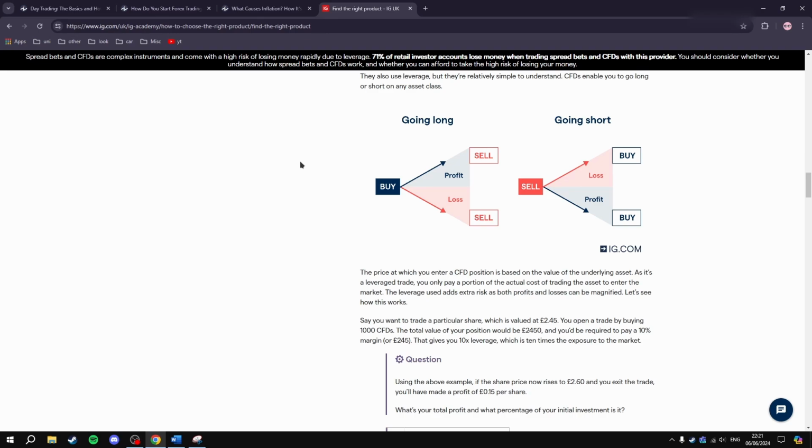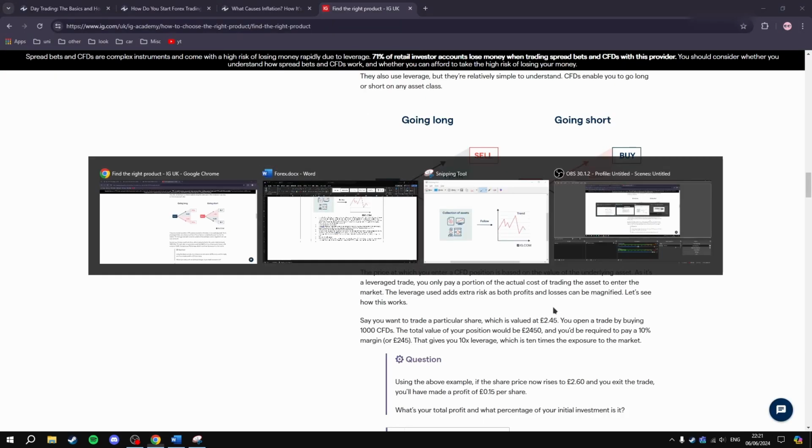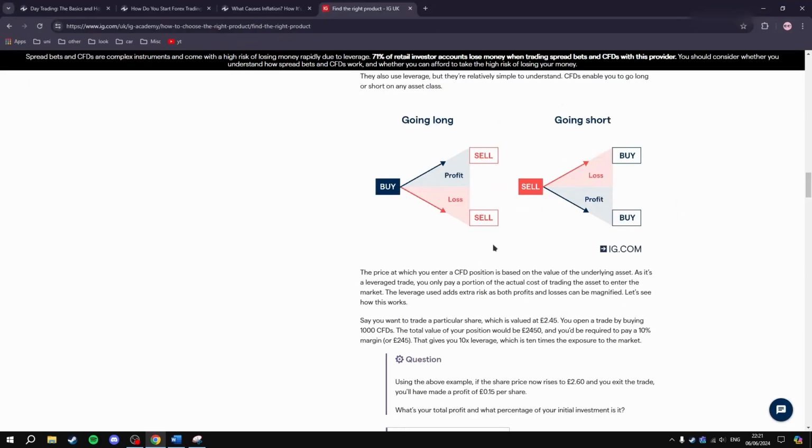CFDs enable you to go long or short on any asset class. Going long, going short.